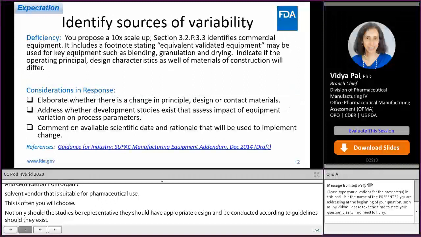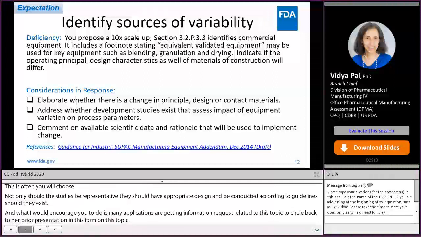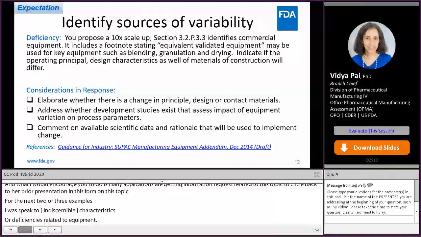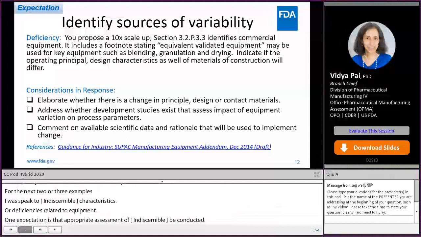For the next 2 or 3 examples, I will speak towards equipment characteristics or deficiencies related to equipment. So one expectation is that appropriate assessment of sources of variability be conducted. In this case, a deficiency was sent because scale-up was proposed, commercial equipment was identified. However, there was a footnote indicating equivalent validated equipment could be used for key unit operations.